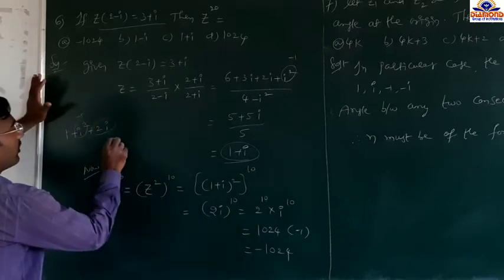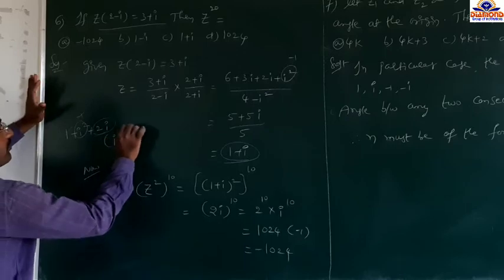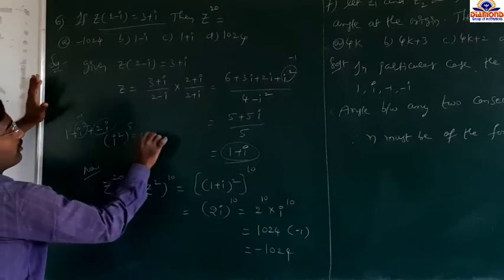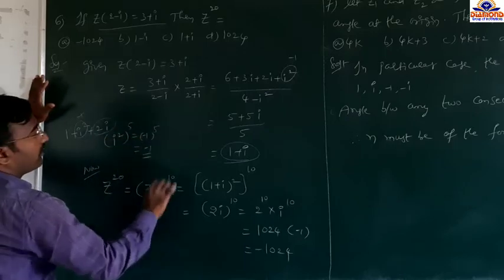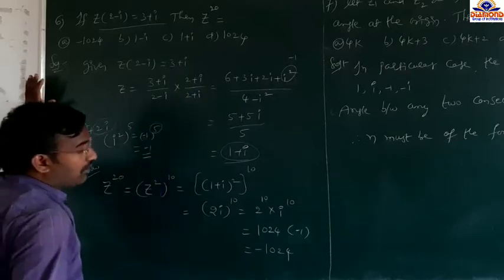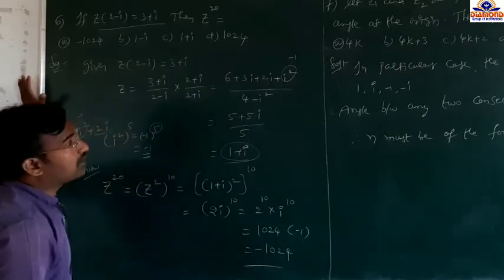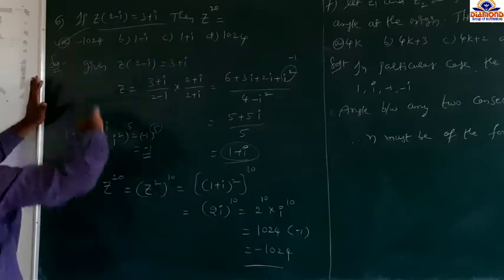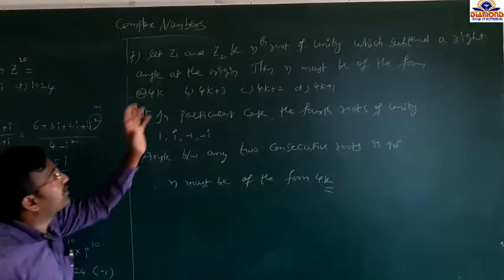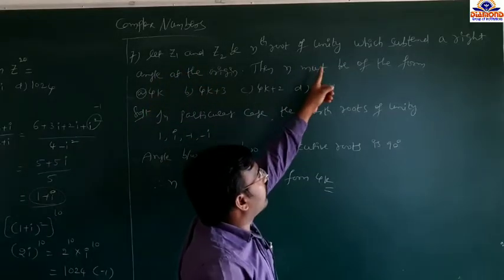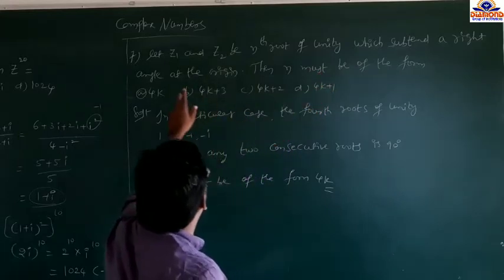I power 10, how to calculate? I power 10 is nothing but (i square) power 5. I square value is minus 1. Minus 1 power 5 is minus 1 only, as the power is an odd number. So the final answer is minus 1024. Option A.